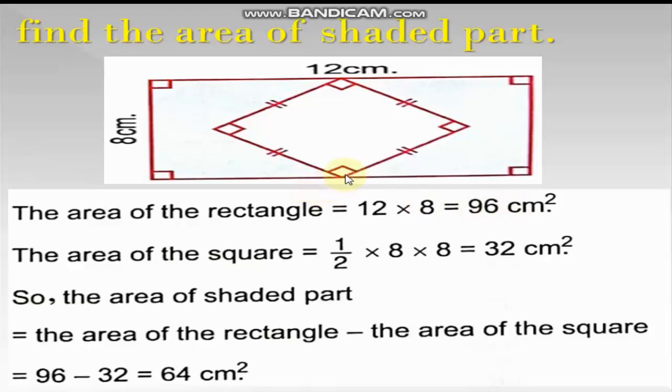Second, we have to find the area of the square. We have here the length of the diagonal. The length of the diagonal here equals the width of the rectangle. So the area of the square equals half times 8 times 8. Half 8 here is 4. So 4 times 8 equals 32 centimeters square. And to find the shaded part between the rectangle and square, we'll do a subtraction operation. So the area of the rectangle, 96, minus the area of the square, 32, equals 64 centimeters square.